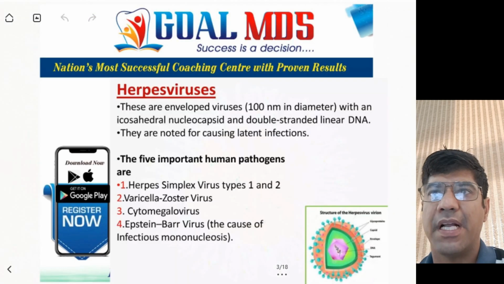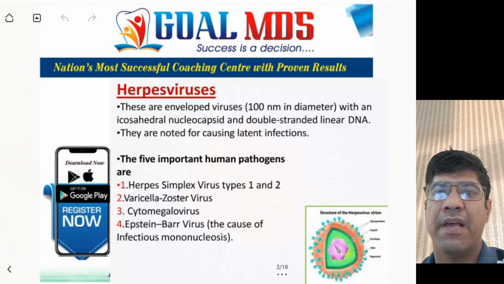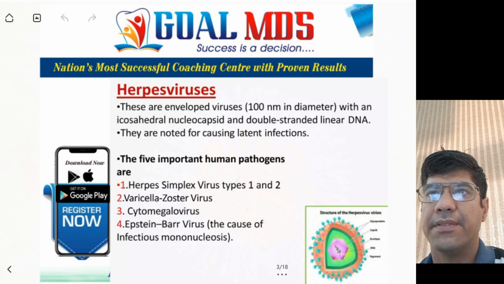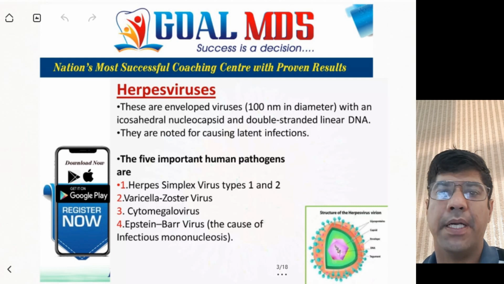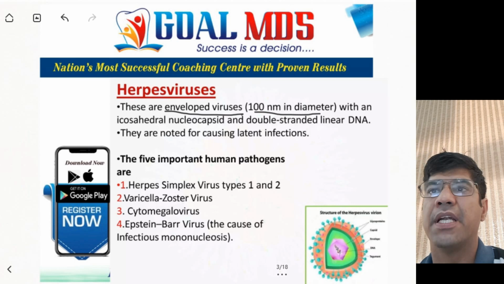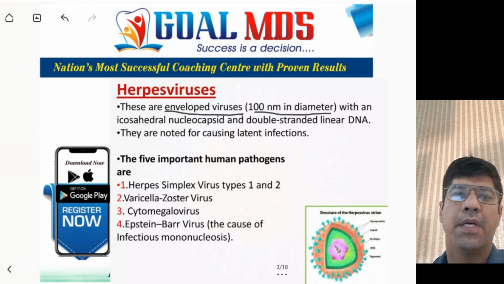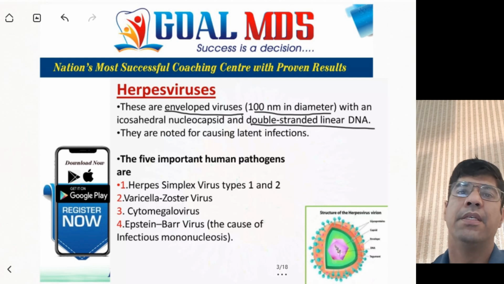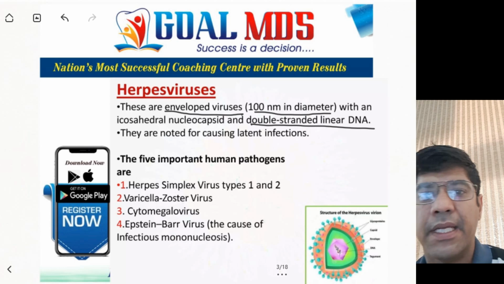The herpes virus, as we all know, is an enveloped virus of size 100 nanometer in diameter. The herpes viruses are a family of double-stranded DNA viruses. Remember for your exam, the herpes viruses are a family of double-stranded DNA viruses.